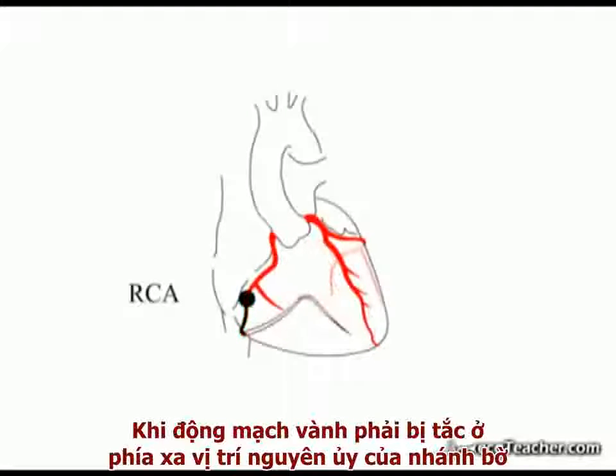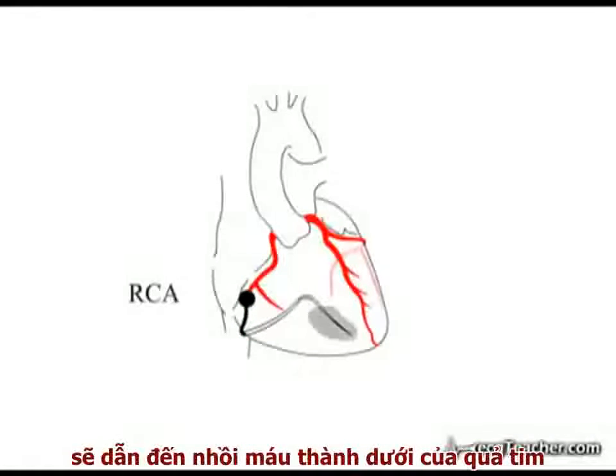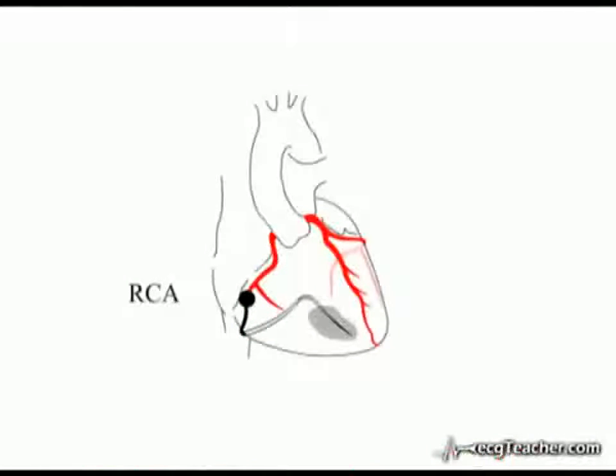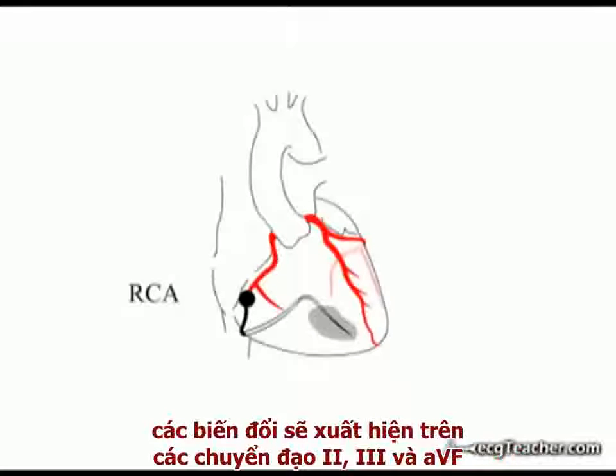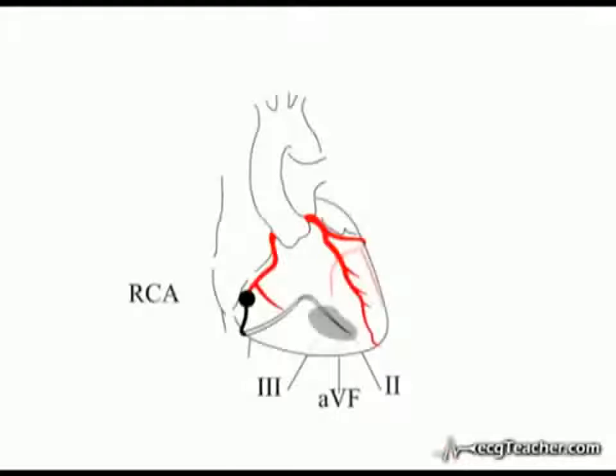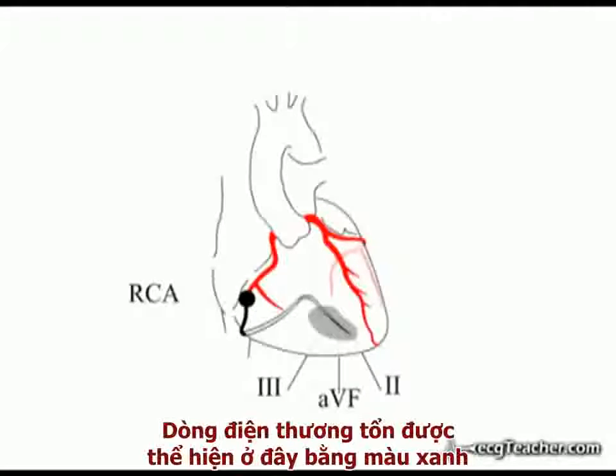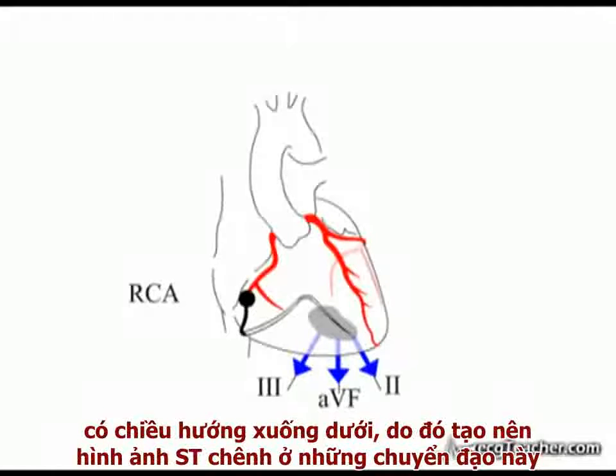This posterior descending branch also supplies the posterior 1/3 of the interventricular septum. Blockage of the RCA distal to the origin of the marginal branch infarcts the inferior surface of the heart. This inferior surface is examined by leads 2, 3 and AVF. In inferior infarction, the injury current, represented here by the blue arrows, therefore produces ST elevation in these leads.